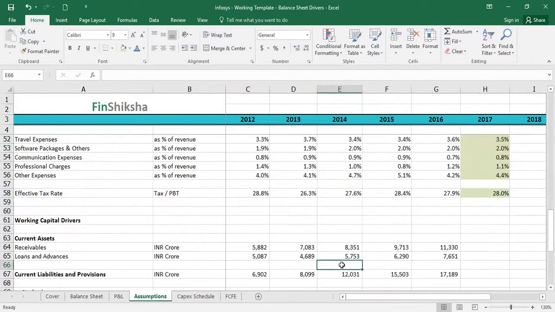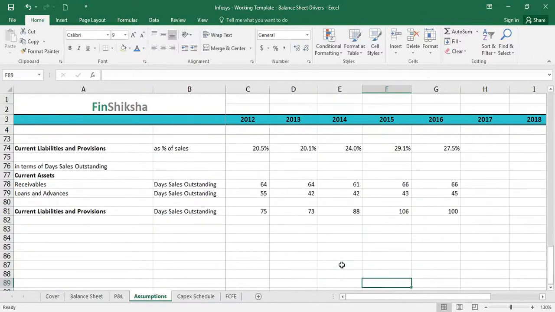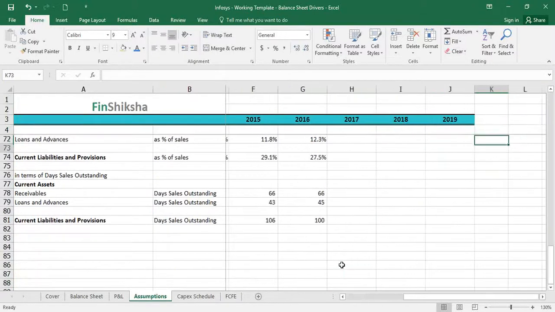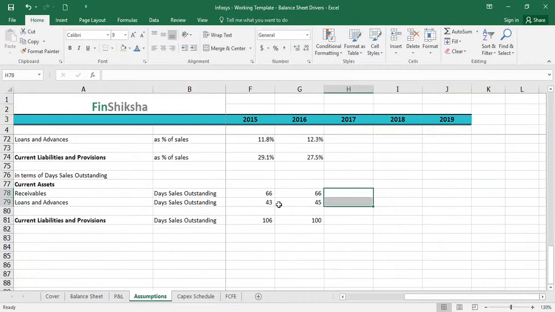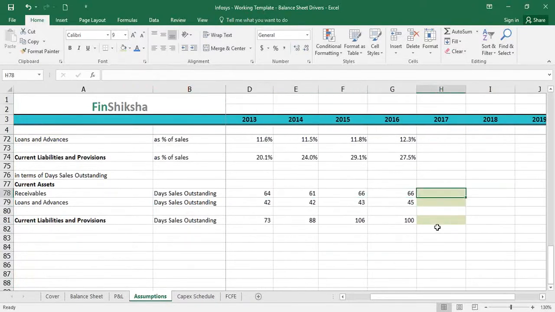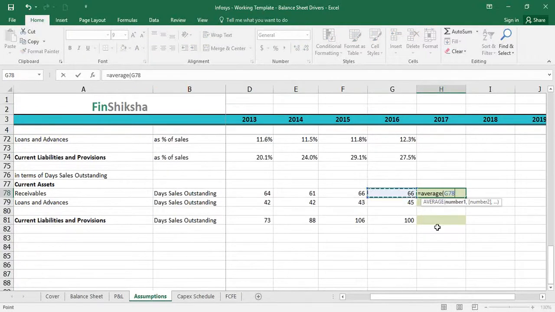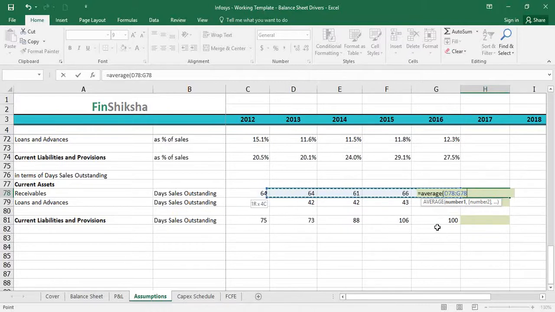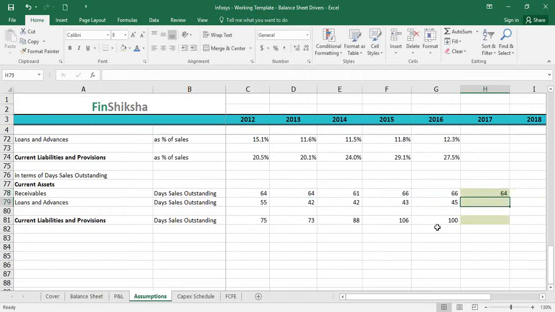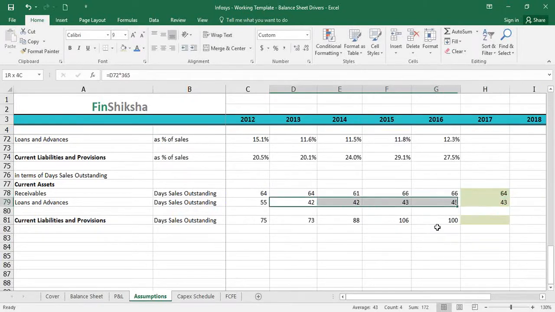Let's also go to the assumption sheet and make an assumption on the number of days sales outstanding as receivables. So I assume this could be the same as an average of, let's say, the last 5 years. And maybe because we see a trend change, we look at it over 5 years or 4 years. Let's take 4. And 4 because these numbers are looking in line for the last 4 years.